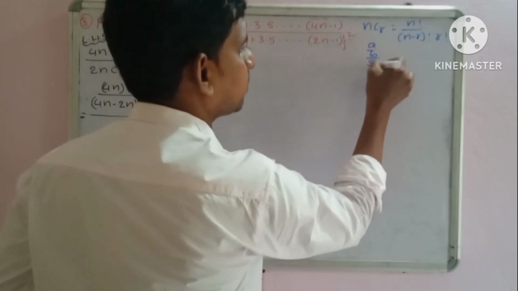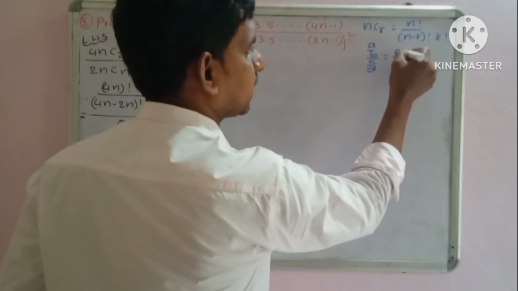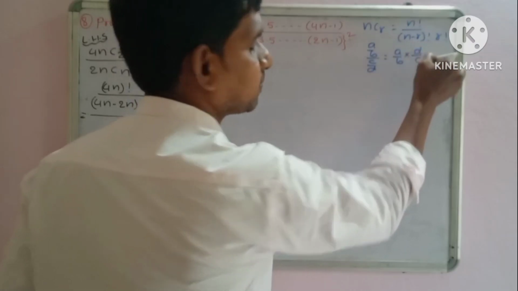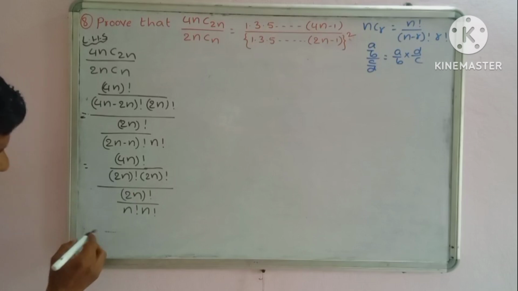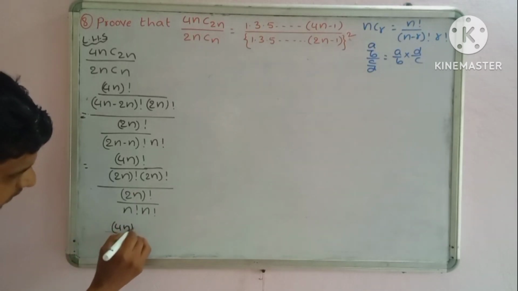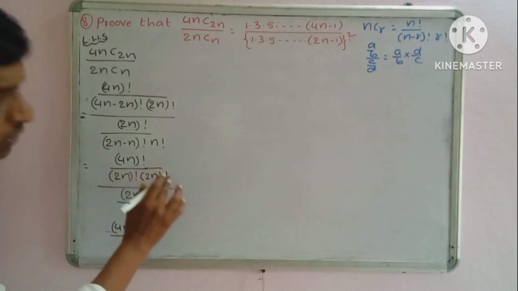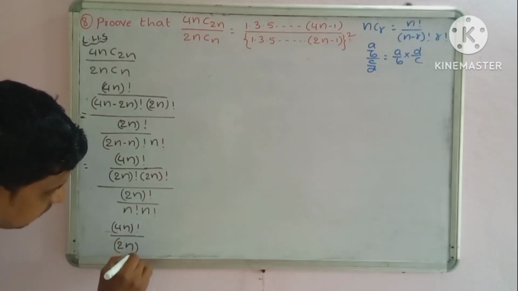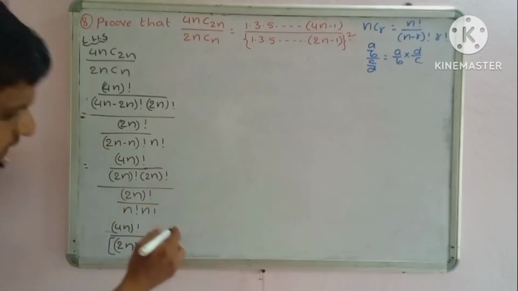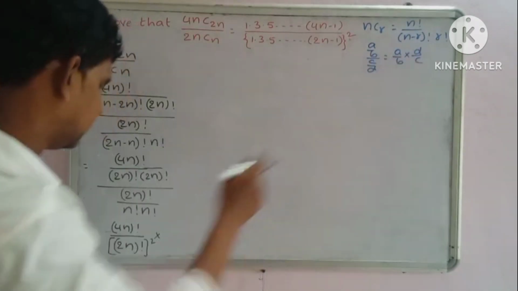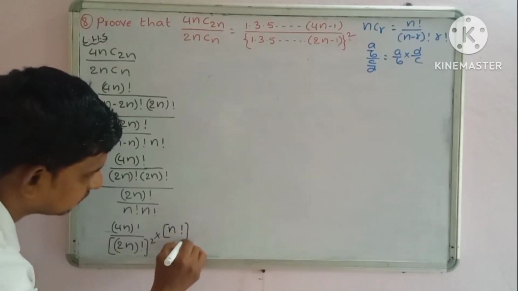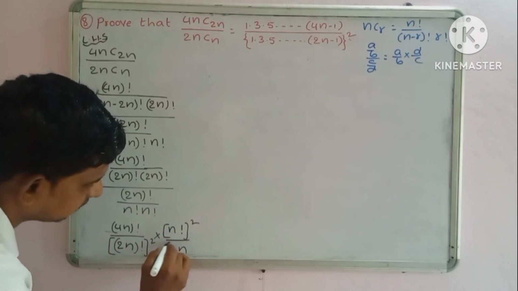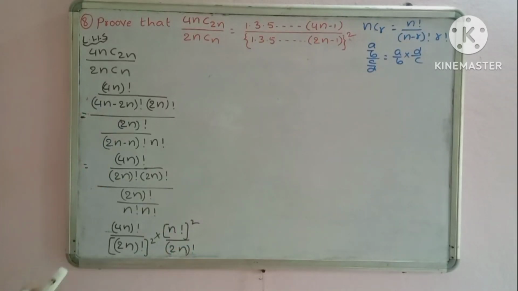a by b by c by d. What is the formula for a by b by c by d? a by b times the reciprocal of c by d, which is d by c. So this is also like that only. So 4n factorial by 2n factorial into 2n factorial, that is 2n factorial whole square, into, see a by b by c by d, c by d reciprocal is d by c. What is d here? n factorial into n factorial. So n factorial whole square by 2n factorial. Okay.